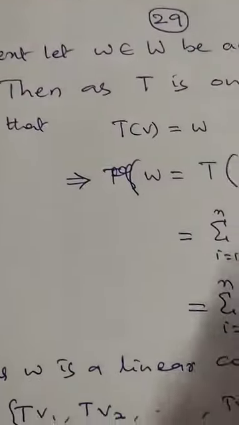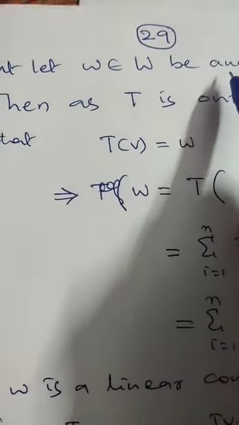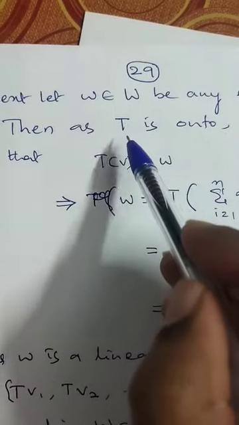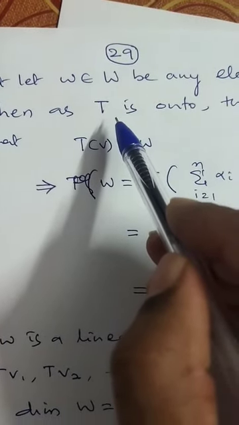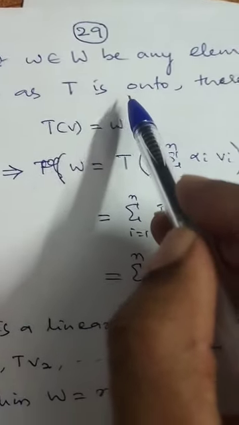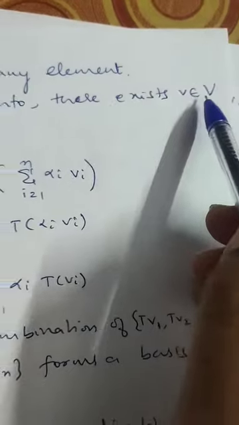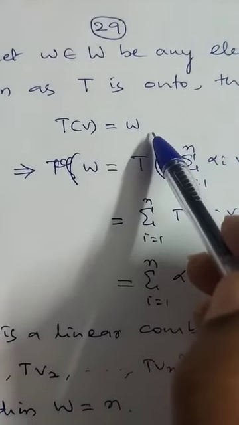Next, what we have to show? We have to show that T of V1, T of V2, etc., T of Vn spans W. For this I will choose an arbitrary element w belonging to W. Then, as T is an isomorphism, since V and W are isomorphic, the mapping T is onto. Therefore, by the definition of an onto mapping, there exists some v belonging to V such that T of v is equal to w.